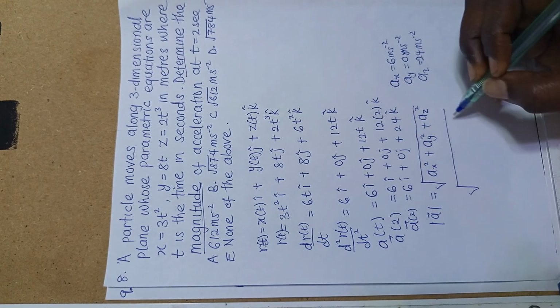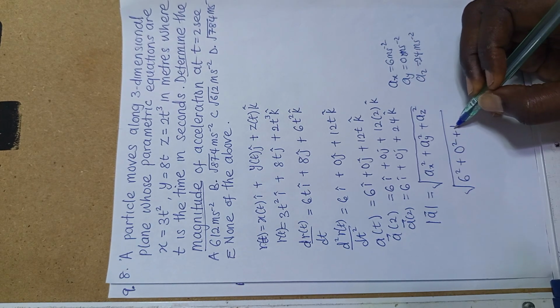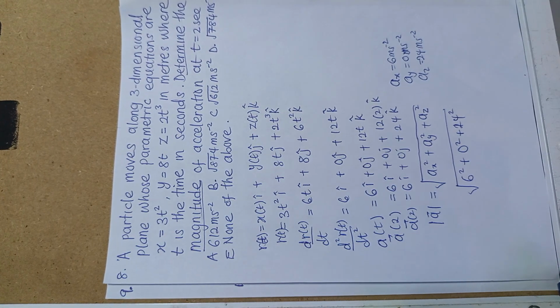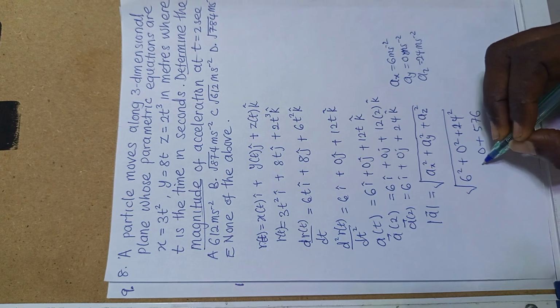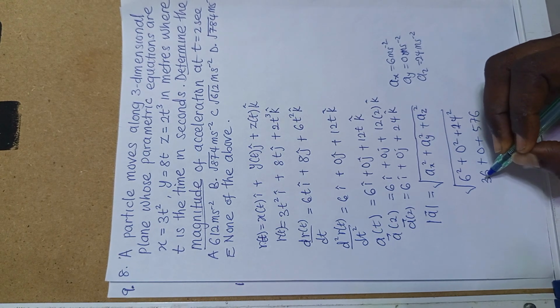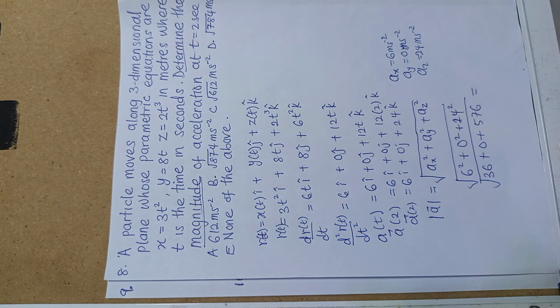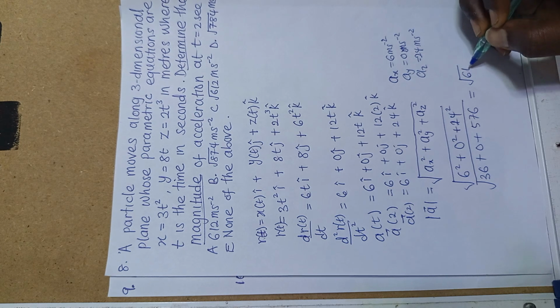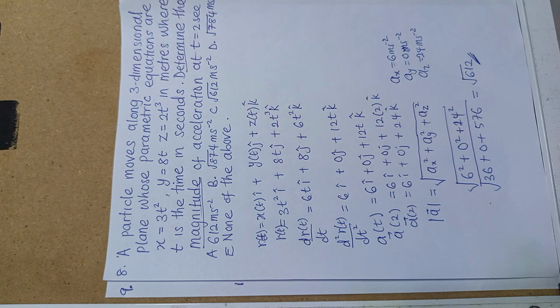So what we are going to do is simply use our parameters: 6 squared plus 0 squared plus 24 squared. If you do 24 squared, you should be having 576, then plus 0 plus 36, since 6 squared is 36. If you add all of them together, you are going to have the square root of 616. This will be our answer.